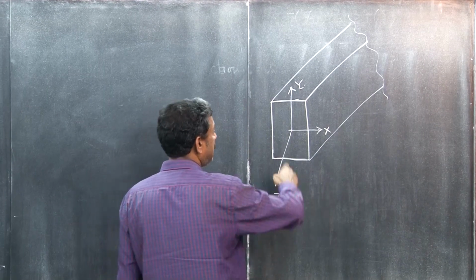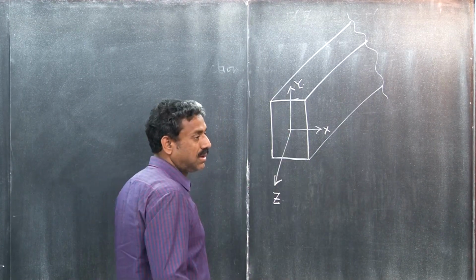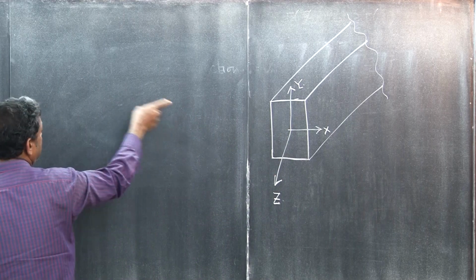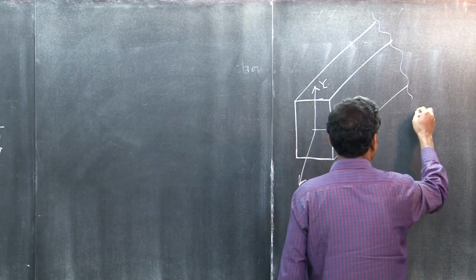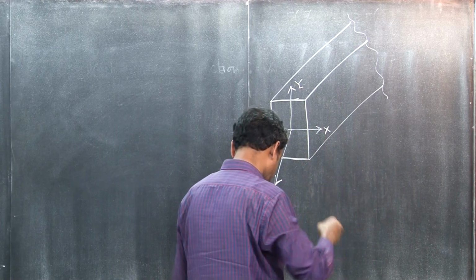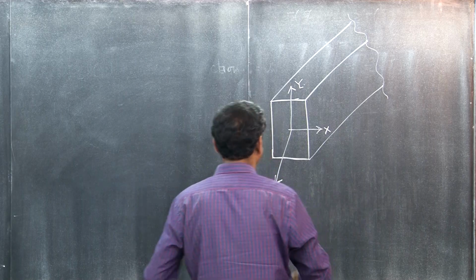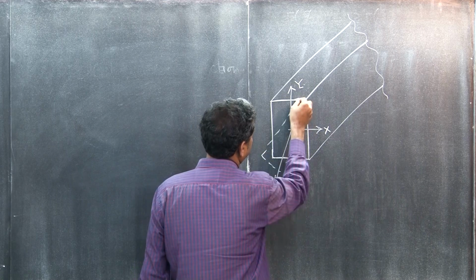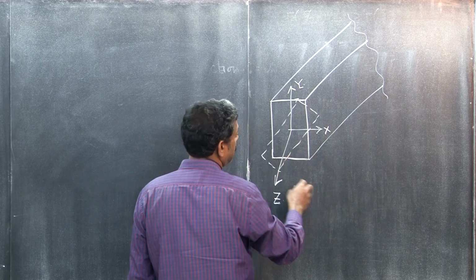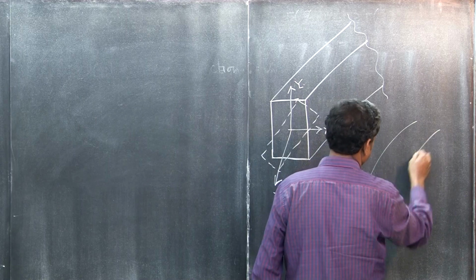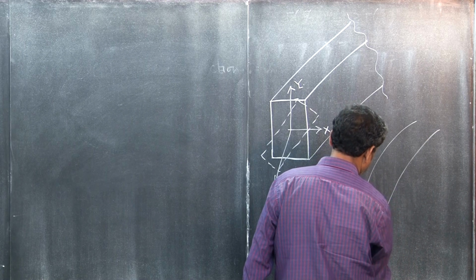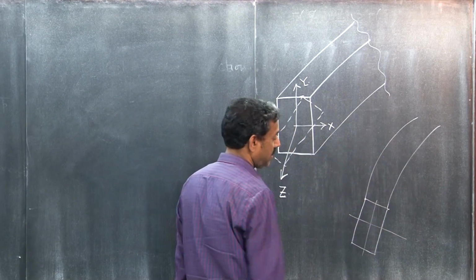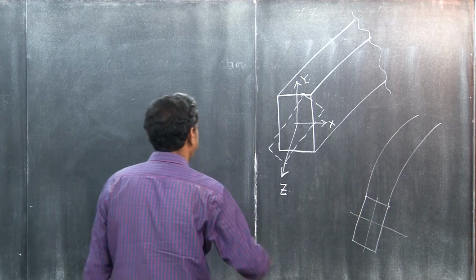Here you see this end is going to be twisted. The way it will deform, this end will be twisted, and the deformed configuration will be something like this, due to lateral buckling.